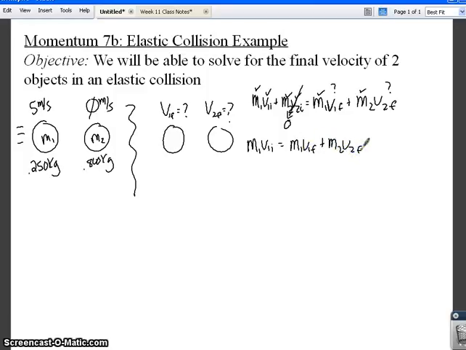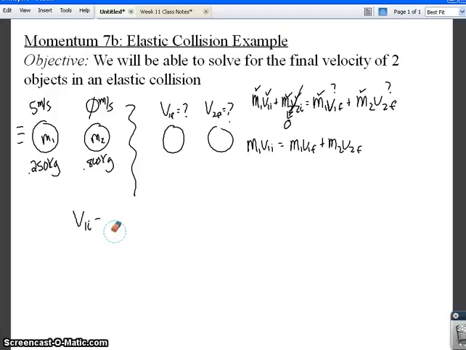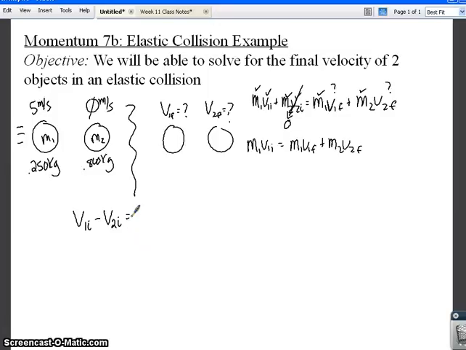Now, what we need to do is use our second equation: v1I minus v2I equals v2f minus v1f. And like I said before, if you don't know where I got this from, go watch the previous video, Momentum 7a, to figure out where that equation comes from. This is our second equation right here. We have two equations, two unknowns. Let's solve for these.